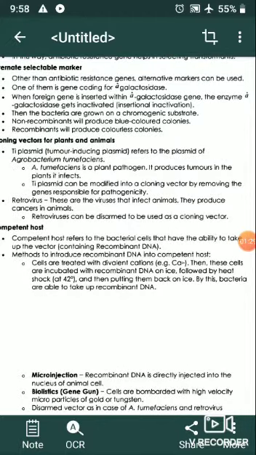Microinjection: recombinant DNA is directly injected into the nucleus of an animal cell. It is called microinjection. Biolistics or gene gun: cells are bombarded with high velocity microparticles of gold and tungsten coated with DNA. It is known as biolistics. Disarmed pathogen vector, in case of Agrobacterium tumefaciens and retrovirus.